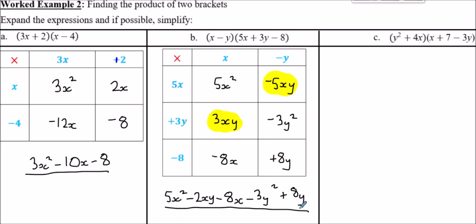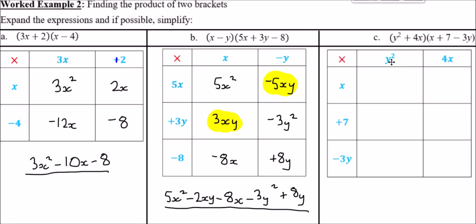The last one, using this box method, I'll show you again how you could set it out. You might want to set it out something like this. Y squared plus 4x along the top, x plus 7 minus 3y along the bottom. So this can be expanded out in the same way. So x times y squared is xy squared. X times 4x is 4x squared. Y squared times 7 is 7y squared. 7 times 4x, 28x. y squared multiplied by minus 3y is minus 3y cubed. Minus 3y multiplied by 4x gives us minus 12xy.